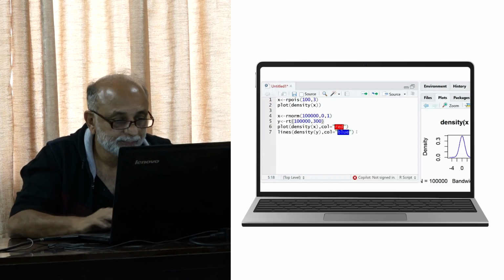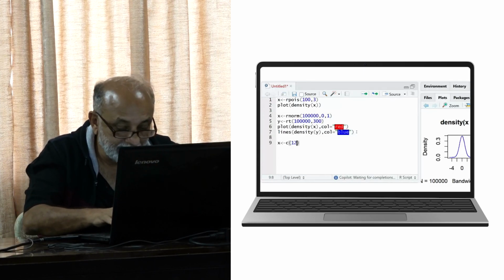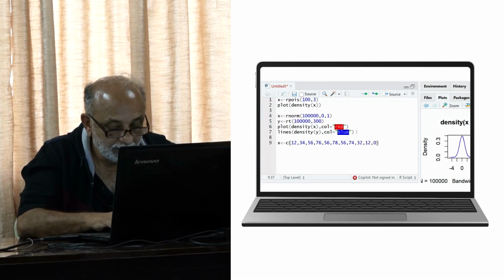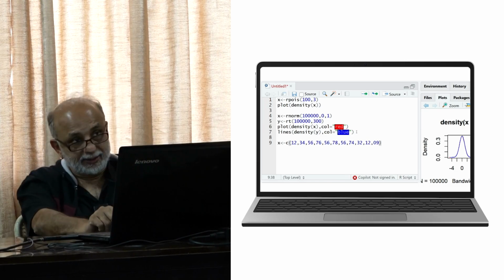So now, suppose X is C, these are the values of X.